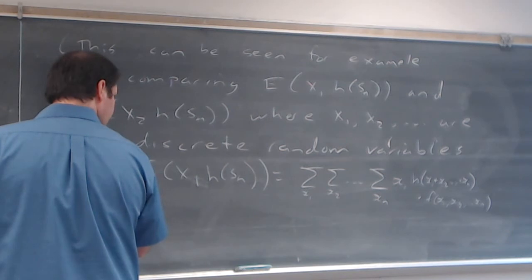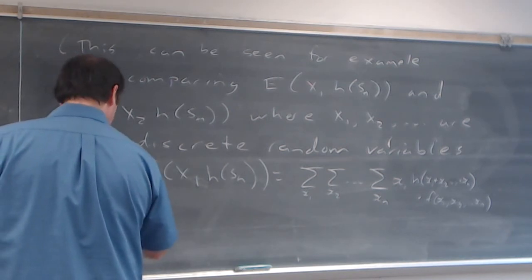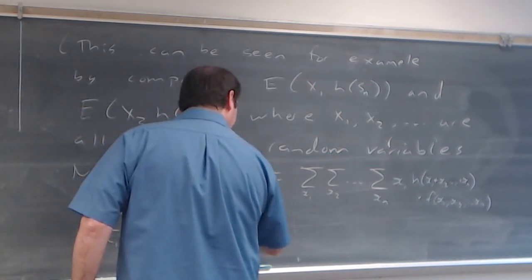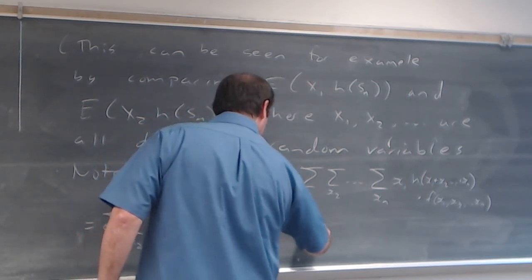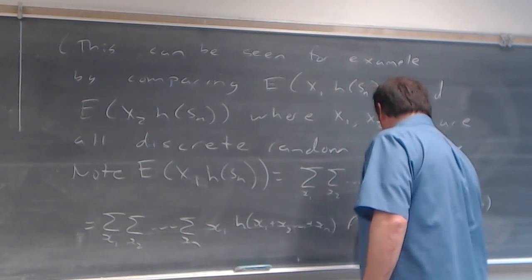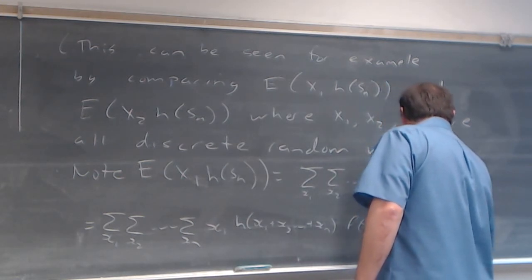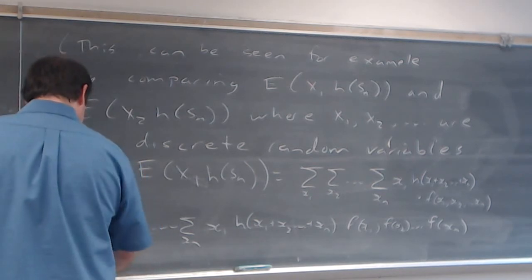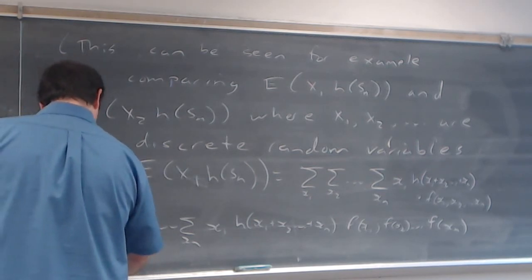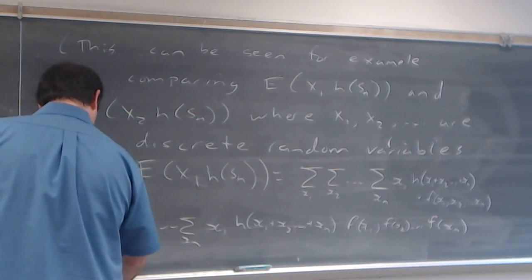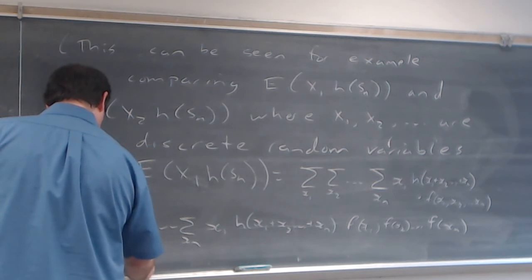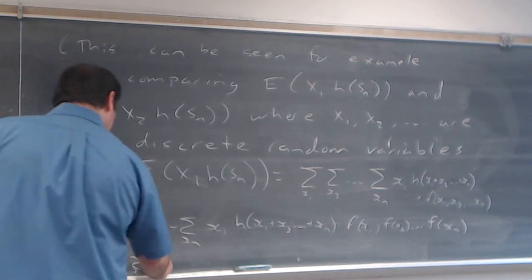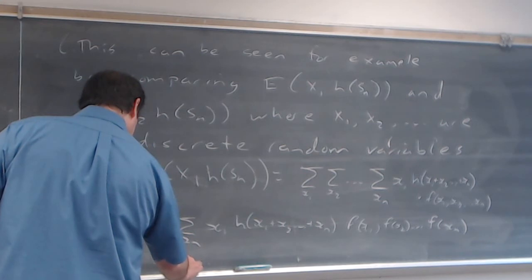So this is equal to the sum over X of 1, X of 2, all the way over all the X of n's of X of 1 times h of X of 1 plus X of 2 plus X of n, times f of X of 1, f of X of 2, all the way up to f of X of n. Now, I could rewrite this as the sum over the X of 2, sum over the X of 1s. What am I doing here? I'm just replacing X of 1 by X of 2 and X of 2 by X of 1 because they're identically distributed. Sum over the X of n's.